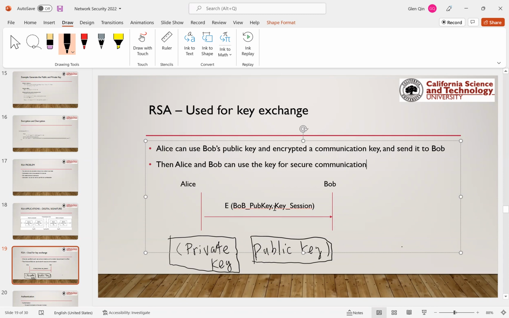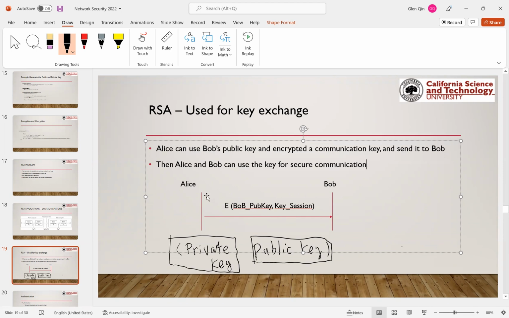Now, who can decrypt this message? Bob. Why can Bob decrypt this message? Because this message has to be decrypted with Bob's private key. And who knows Bob's private key? Bob. Who else knows Bob's private key? Nobody. Who knows Bob's public key? Everyone. So that's why Alice can send a message. Send what message? Send the key for communication to Bob, using Bob's public key, and send it over.